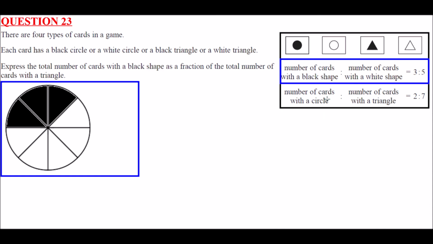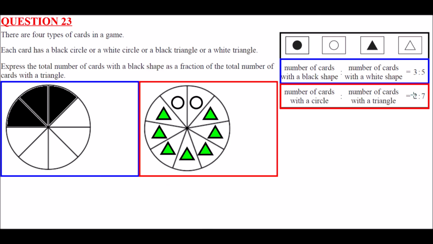Thinking of this ratio next: number of cards with a circle as a ratio to number of cards with a triangle. We're told that's a ratio of 2 to 7. So for every 2 lots of cards with a circle, we've got 7 lots with a triangle, which we can picture like this. 2 circles for every 1, 2, 3, 4, 5, 6, 7 triangles. I'll just colour the triangles in green so they stand out a bit.